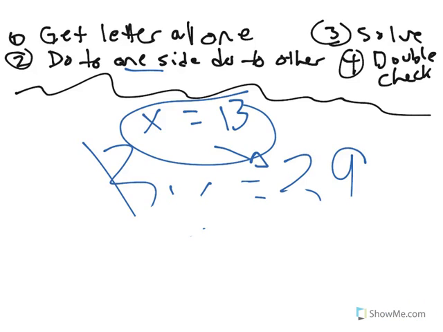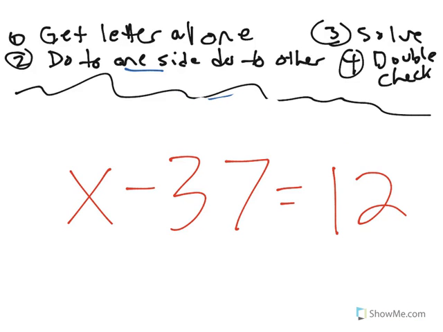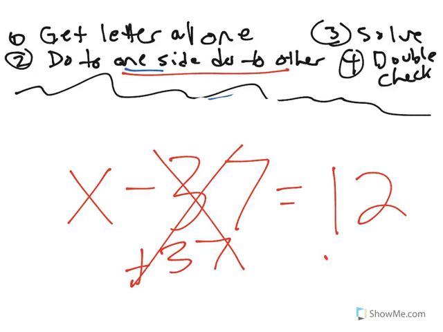Okay, next problem. x minus 37 is equal to 12. Pause and solve. Okay, the first thing you need to do is get the letter alone. So we're subtracting 37 from x. We have to do the opposite. Plus 37. That crosses out. Do it to one side, you have to do it to the other. Plus 37. Solve.